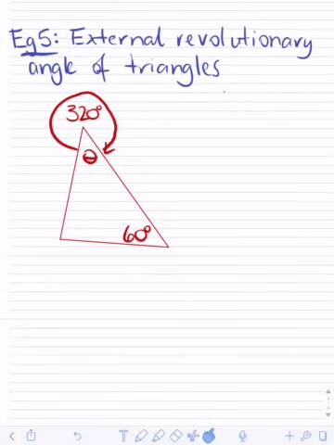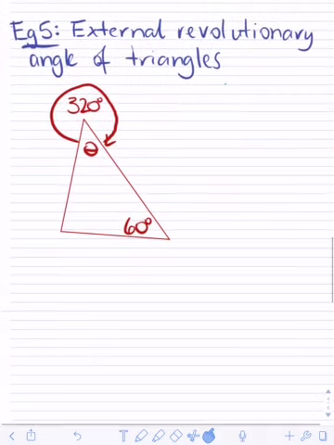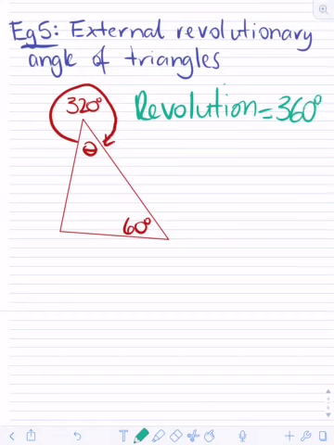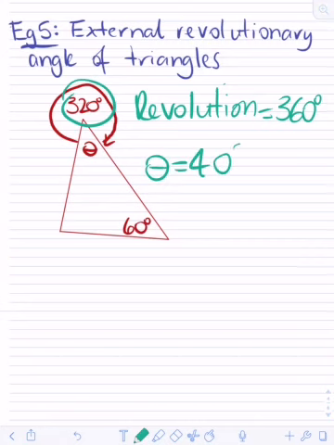A revolutionary angle that is external to the triangle. Now we know that a revolution equals how many degrees? A revolution equals 360 degrees. So we already have 320 here. How much more do we need to make the whole revolution? We need another 40. So we know that theta there has to equal 40 degrees.